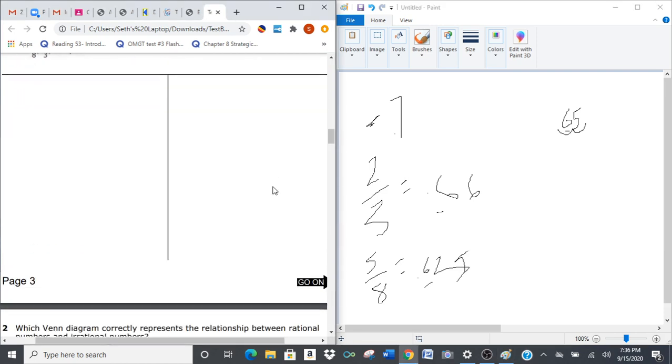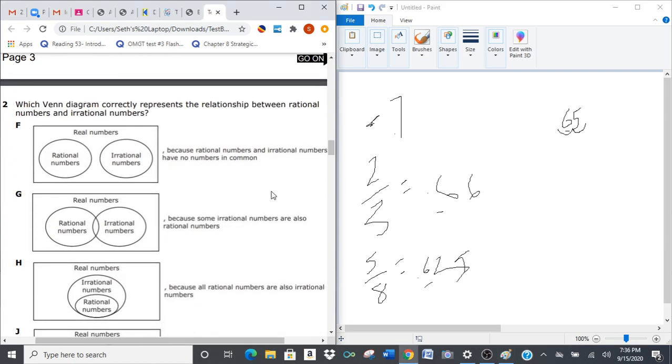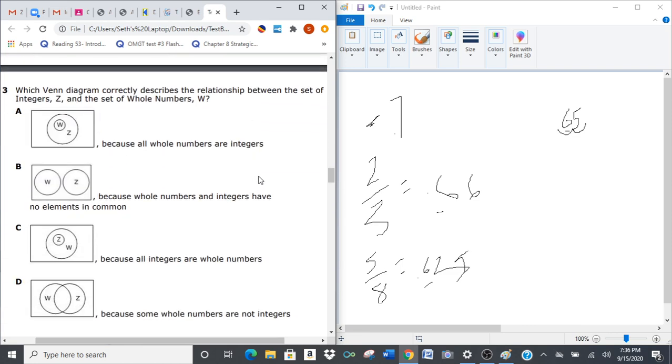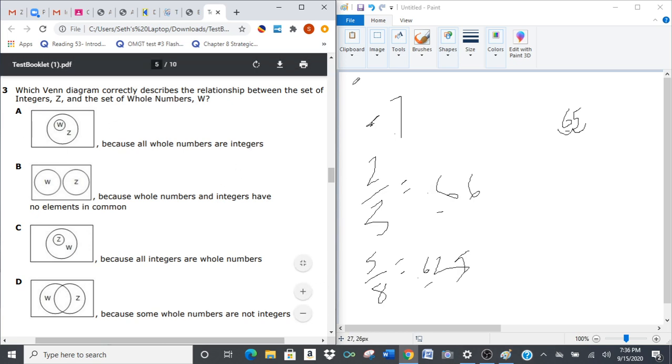All right, going to the next number. Which Venn diagram correctly describes the relationship between the set of integers Z and the set of whole numbers? All right, so the main thing I would focus on is actually reading it and not really looking at the Venn diagram, because all whole numbers are integers. So I would ask myself, are all whole numbers integers?